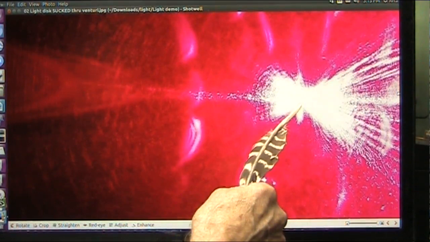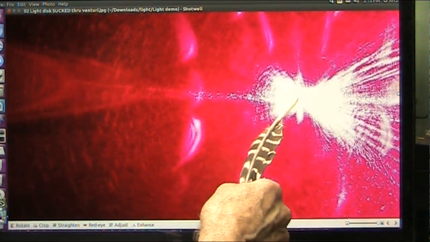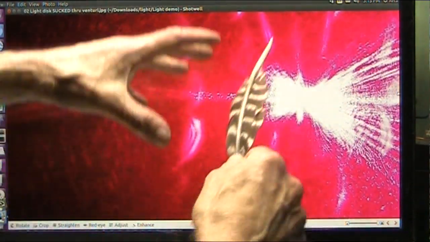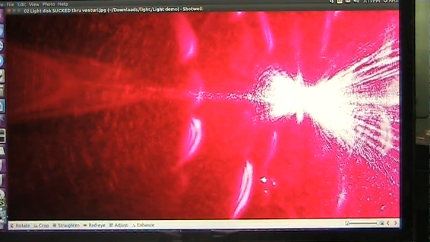Now, when they come out of here, they're still electrons. These are only electrons. When they come out of here, they're going to reform. So let's see what they do when they come out the other side.